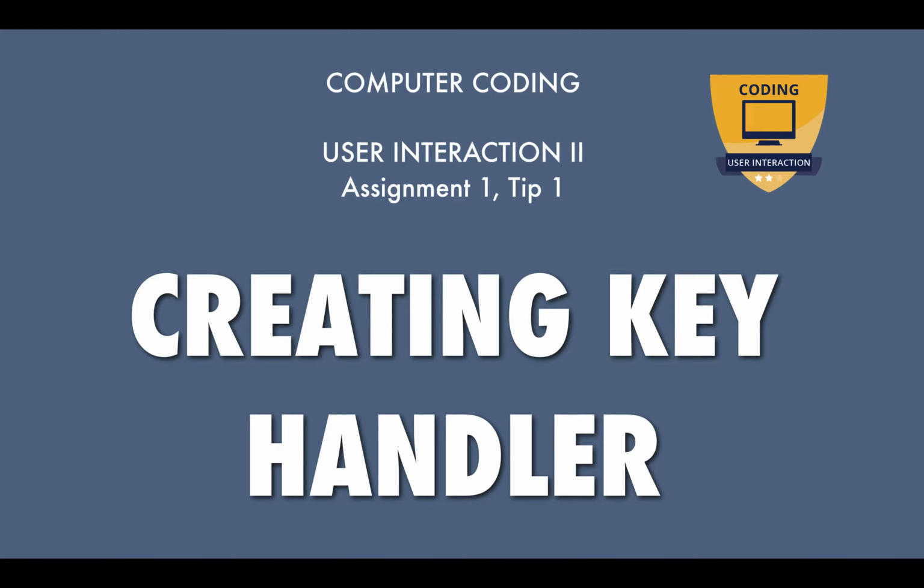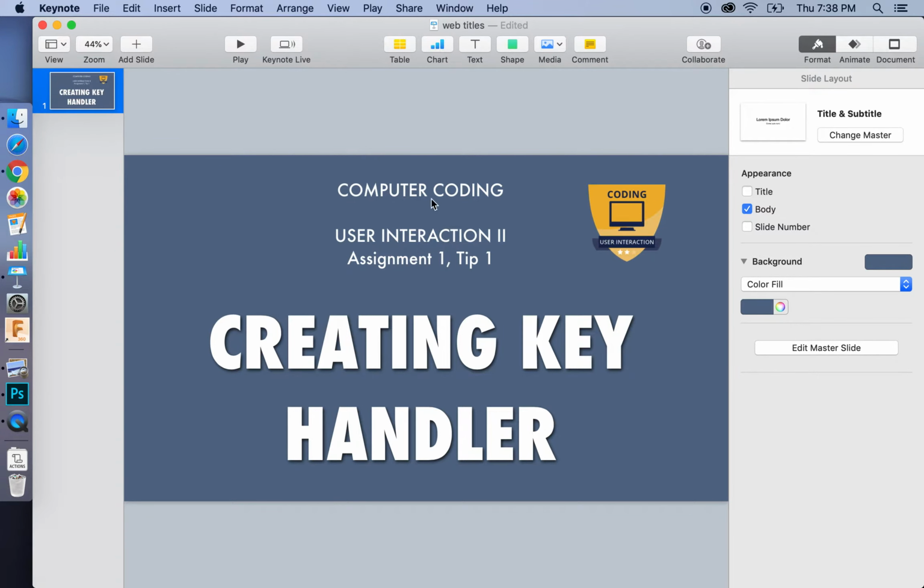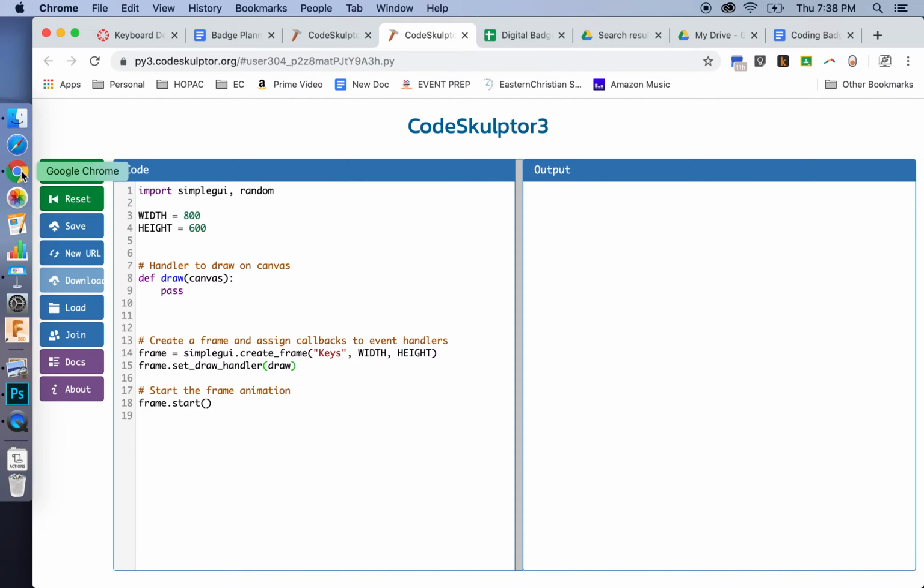Let's take a look at a tip for this first assignment in which I'm just going to show you how to create a key handler in abbreviated fashion. I basically covered the same topic in my overall view of notes on how to do key handlers, so this is either a review or just the shortened version if you don't want to listen to that whole thing, although it would be helpful. So in this one, I start with a basic CodeSculptor outline.